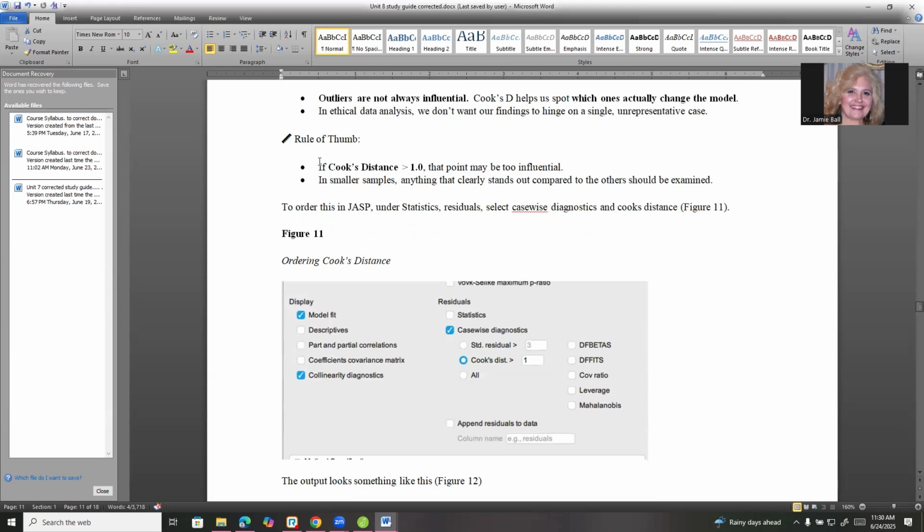All right. So I already showed you how to order it. We'll just go back and look at the output. But if I'm using Cook's distance, I want the Cook's distance statistic to be greater than 1. I'm sorry. If Cook's distance is greater than 1, it's too big. It's too influential. Forgive me. And you can see that right here where I showed you can order this in JASP. Cook's distance greater than 1, because I could put that number there and it'll report it to me.